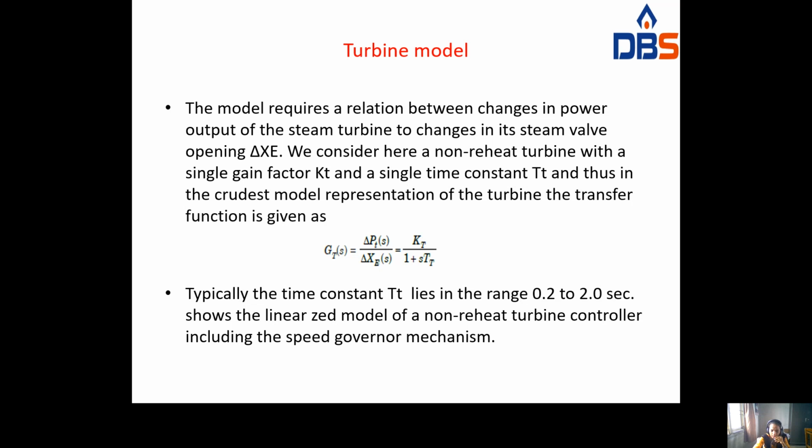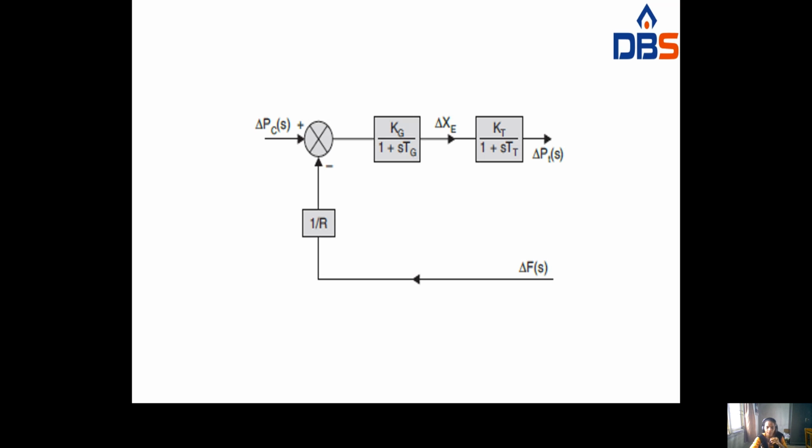This shows the linear model of the non-reheat turbine controller, including the speed governing mechanism. So this is a block diagram representation of the turbine model. KG by 1 plus STG, delta XC, and KT by 1 plus STT. And this will be 1 by R. So the output is delta PC of S equal to.